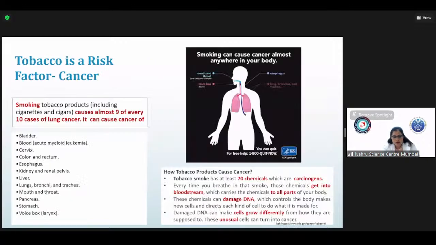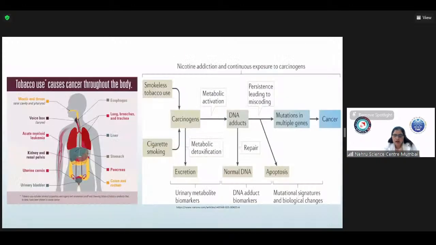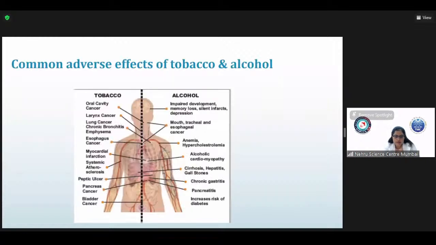Smoking causes almost 9 of every 10 cases of lung cancer, and it causes cancer of other organs which are listed here. As tobacco smoke has 70 chemicals, they damage DNA, which results in mutations in multiple genes, resulting in unusual cell growth or cancer. Tobacco consumption along with alcohol consumption has a multiplicative effect on the body.